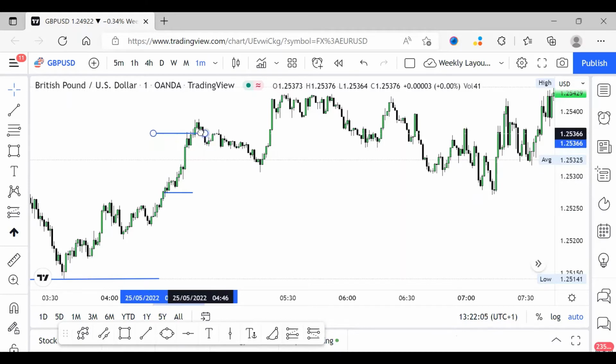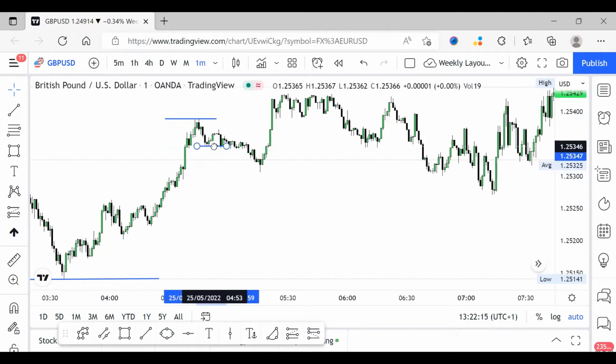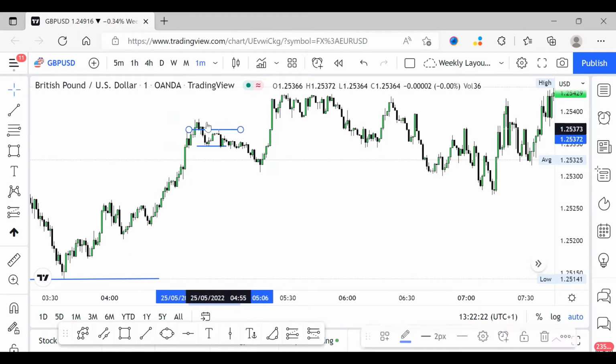It's making a higher high. It didn't make a higher low. It made a higher high, then a higher high, but it made a higher low. But this time, if you look carefully, it hasn't made a higher high. So this is telling you straight away that the market could be changing.